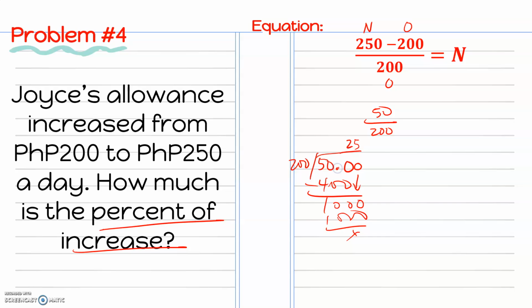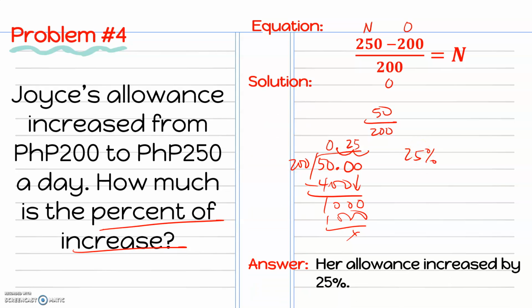Since there is no more remainder, we can stop dividing here. But let's not forget to copy this decimal point above. Then to change this decimal into percent, we simply have to move the decimal point 2 times to the right. So for our answer, we'll have 25%. So her allowance increased by 25%.